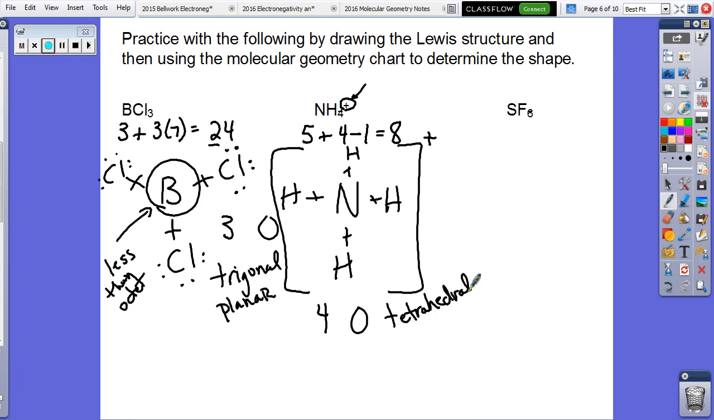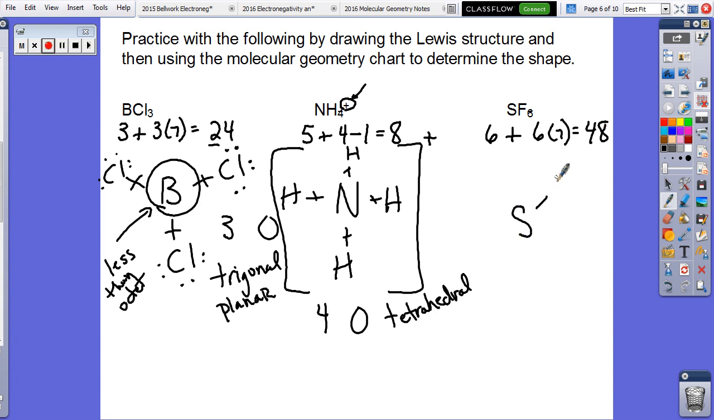Okay, and then finally is sulfur hexafluoride. We've also drawn this one before. This is that gas that makes people talk like Darth Vader. So let's draw that one again. We've got sulfur that has 6, and we have 6 fluorines that each have 7. So that gives us a grand total of 48 valence electrons.